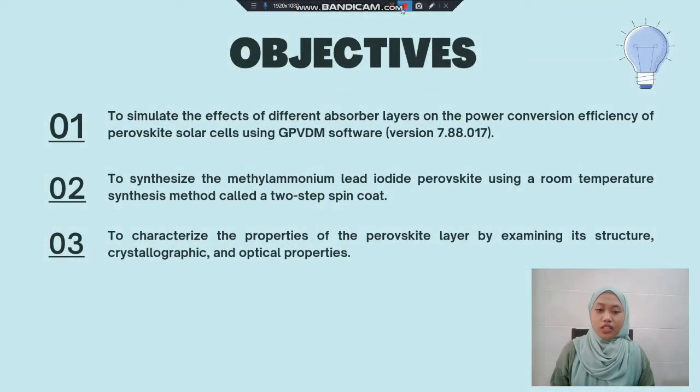the effects of different absorber layers on the power conversion efficiency of perovskite solar cells using GPVDM software. The second one is to synthesize the methyl ammonium lead iodide perovskite using a room temperature synthesis method called a two-step spin coat. And the third one is to characterize the properties of the perovskite layer by examining its structure, crystallographic, and optical properties.